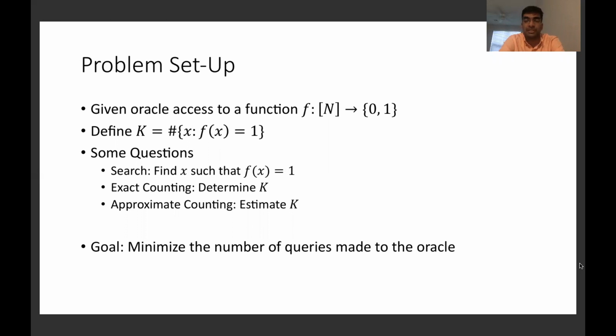So the first one would be the search problem, which is we might want to find some x such that f of x is equal to 1. We might also ask the question of, well, what is k? So how many such x's are there? So that's the exact counting problem. Or we might just want to estimate k, say to a multiplicative factor. And that is the approximate counting problem. In all of these cases, our goal is to minimize the number of queries that we make to the oracle. That is the query complexity. This talk will focus on the approximate counting problem.